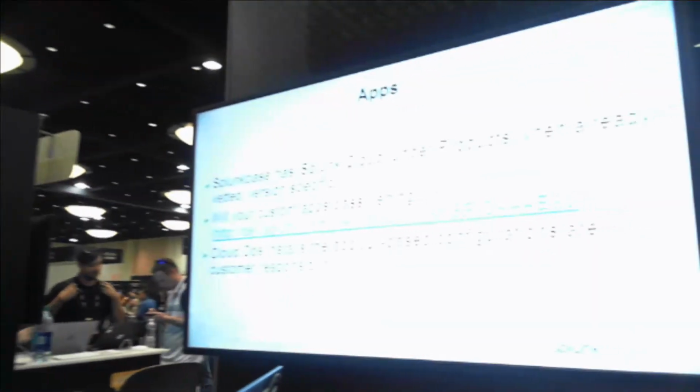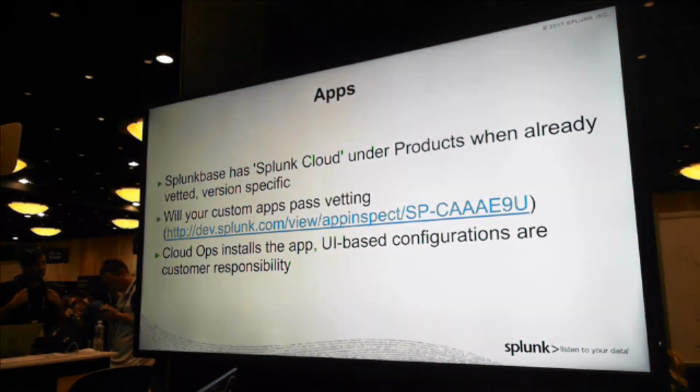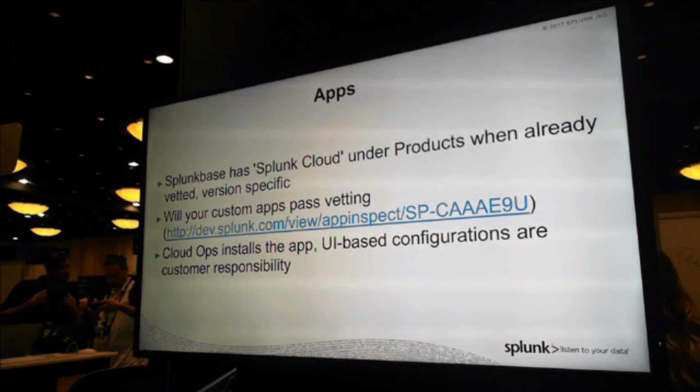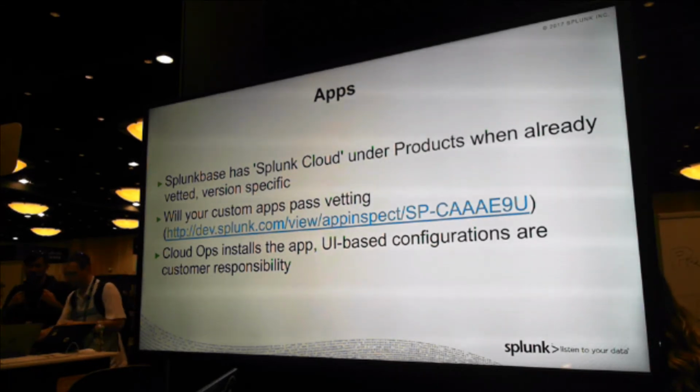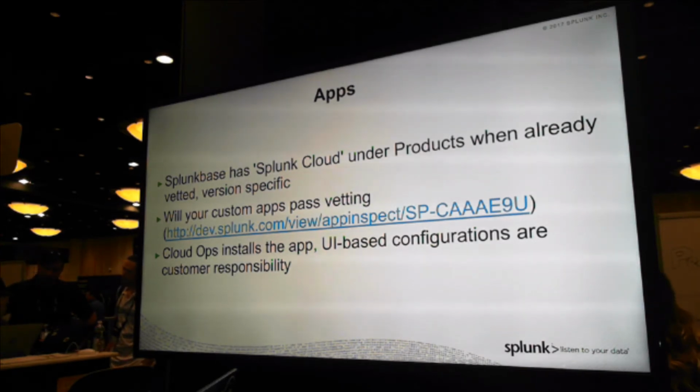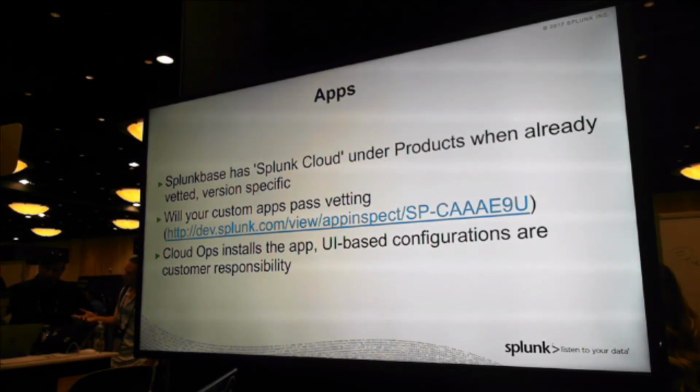All right, talking about apps. If you go into Splunk Base and look for apps under product, you will see Splunk Cloud if that app has been vetted for cloud. And the vetting is done version specific. So if the absolute latest and greatest has not been vetted yet, but previous versions have, that's actually okay. By requesting an install, we will go find the latest version and vet it.